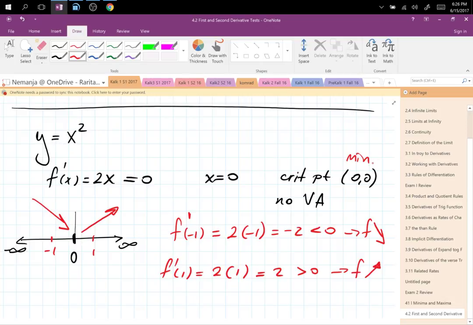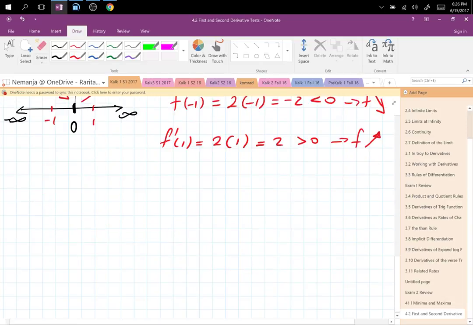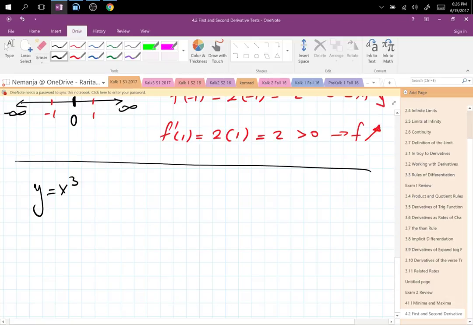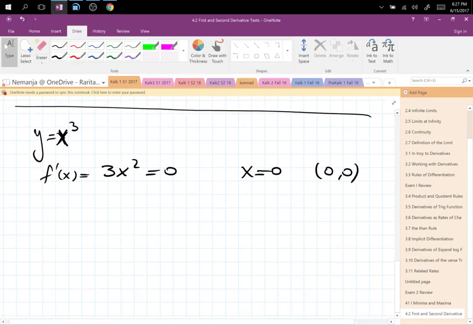So, the next example is, I was about to say calculus 3, x cubed. When you have x cubed, f prime of x is 3x squared. Set that equal to 0, x equals 0, and you still get 0, 0. This is the same as the previous problem. No vertical asymptotes, so we only get to partition again only at 0.